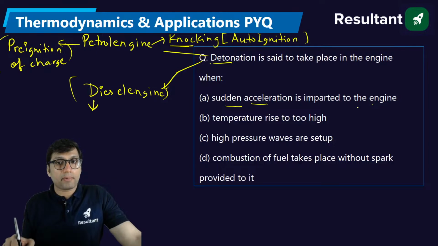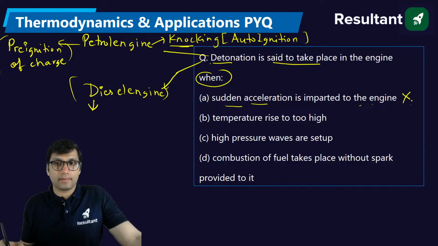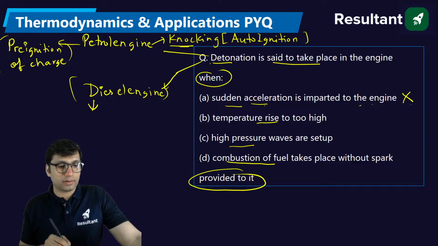Sudden acceleration is imparted to the engine. It is not asking what is being caused by detonation. It is asking what is said to take place in the engine. When does detonation take place? It is the effect of detonation: temperature rises too high, high pressure waves are set up, and combustion of fuel takes place without spark provided to it.